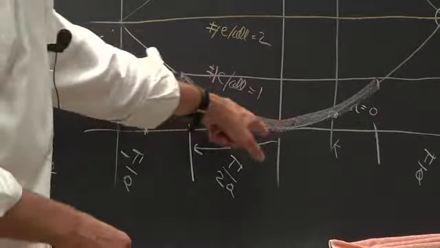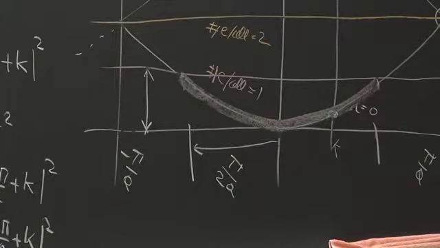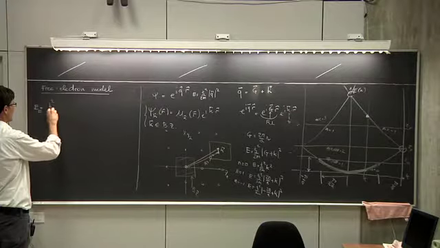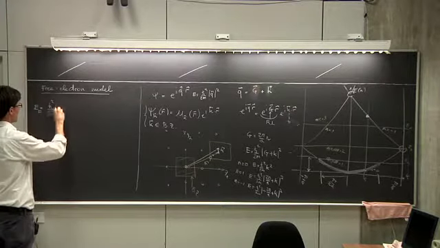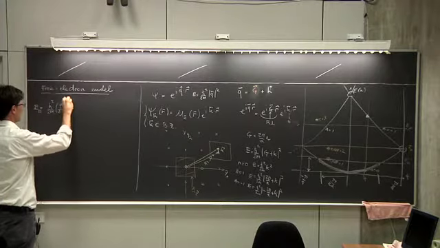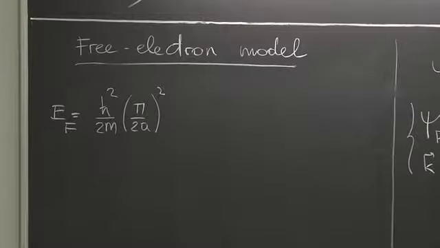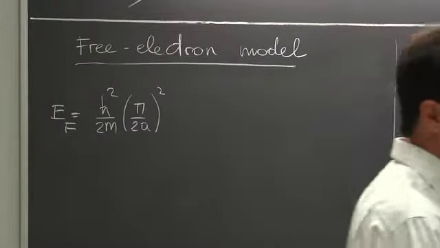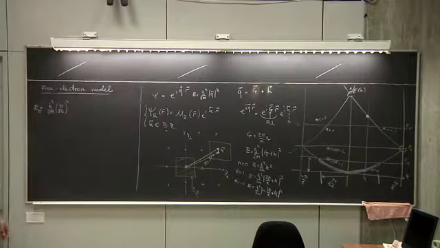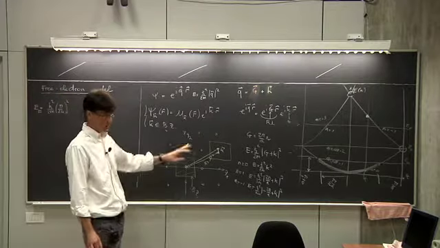And because I know that this is a parabola, I can say that the Fermi energy is equal to h bar squared over 2m times pi over 2a squared, with respect to the bottom of the band, of course. This is true for any system with 1 electron per cell described with a free electron model.